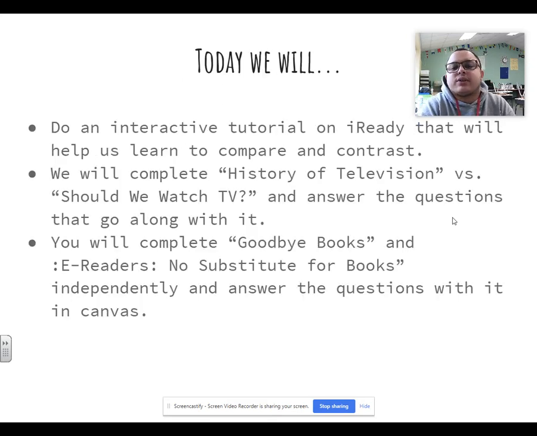So today we're going to start with an interactive tutorial on iReady that's going to help us learn how to compare and contrast two texts. We are going to read two passages together, called The History of Television and Should We Watch TV? And then you guys are going to read two passages on your own, Goodbye Books and e-readers, no substitutions for books, and you're going to answer those questions in Canvas independently.